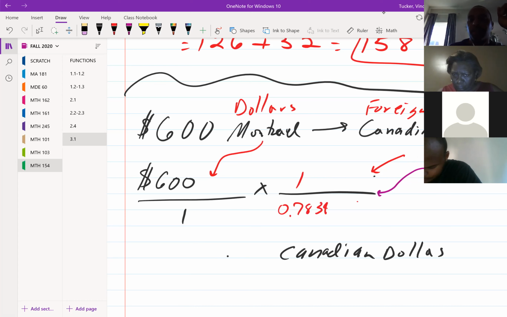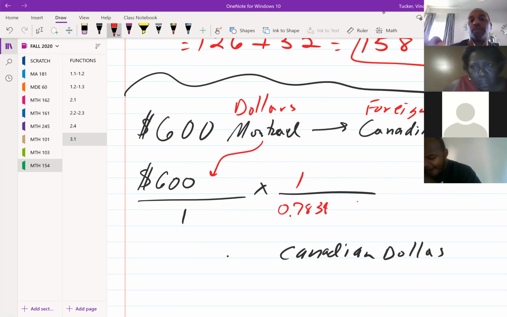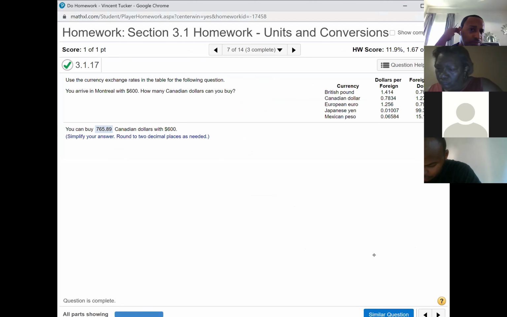Okay, with that being said, let's reset how we're looking at this thing. I was thinking they're looking at it from the Canadian perspective, but they're actually looking at it from the person coming in from Montreal. So the one that you start off with is your dollars, and whichever one you're trying to convert it to is your foreign. Going back to the homework: you arrive in Montreal with $600. Oh, that's why I messed it up. I was thinking you came from Montreal with $600 and were going to Canada. So that's where I messed it up.